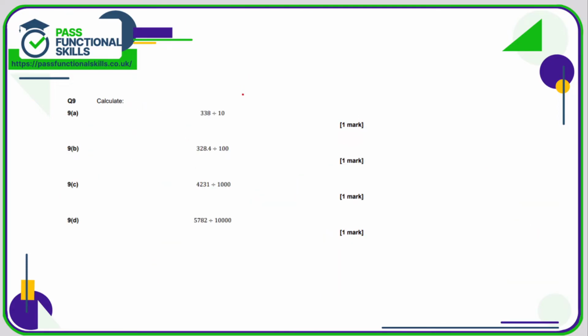Question number 9. What is 338 divided by 10? So if you're struggling with this, I would write 338 as 338.0. And when you're dividing by 10, you're moving the decimal point 1 position to the left. So the decimal point will move from here to here, which will give us the number 33.80. And the 0 on the end isn't doing anything, so the answer is simply 33.8.